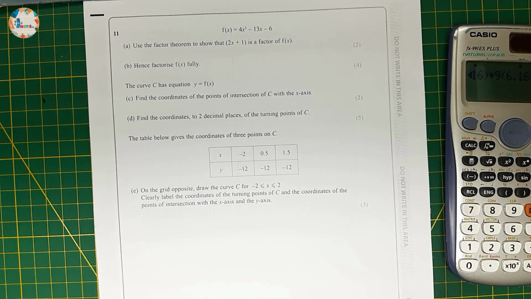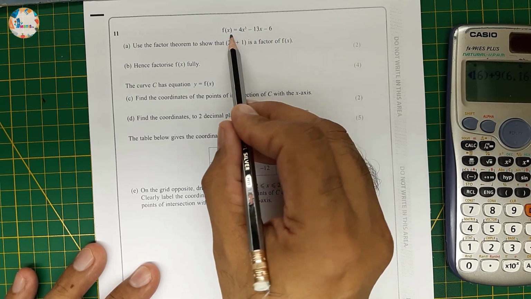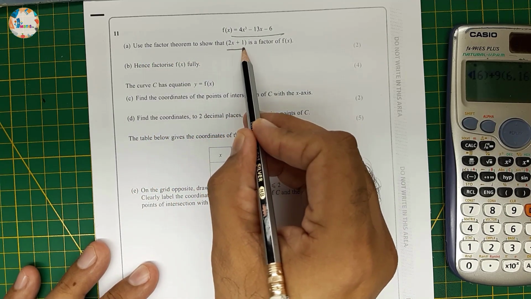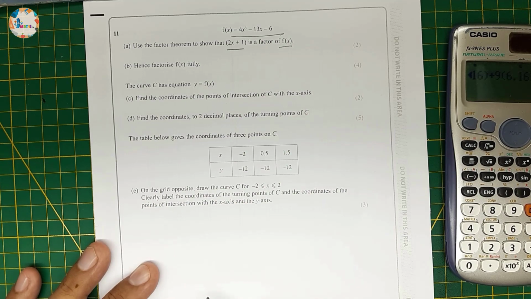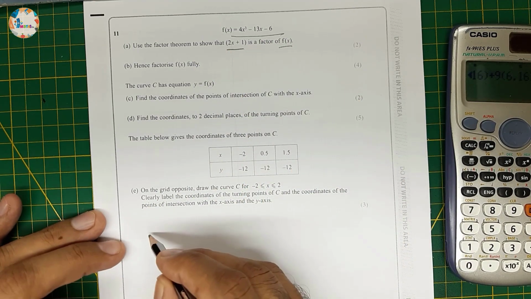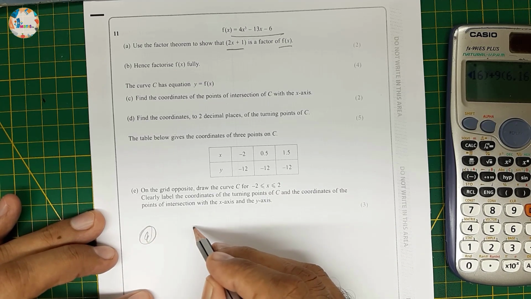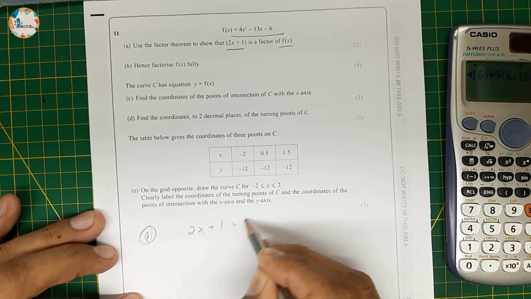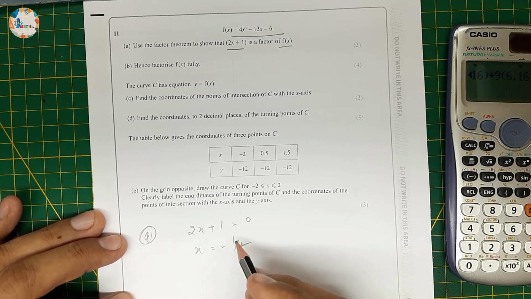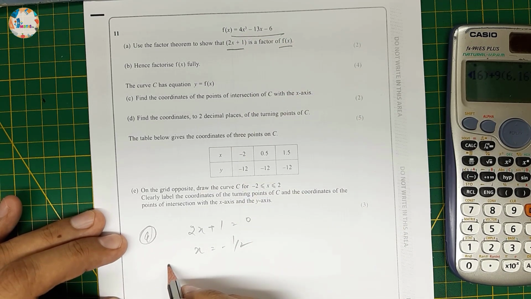Question number 11 is f of x is equal to 4x cubed minus 13x minus 6. Use the factor theorem to show that 2x plus 1 is a factor of f of x. So what we can do for part a, we will be replacing 2x plus 1 equal to 0, so x will be equal to minus 1 by 2, and we can replace this minus 1 by 2 in f of x.